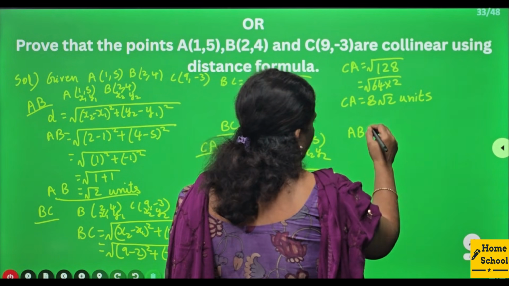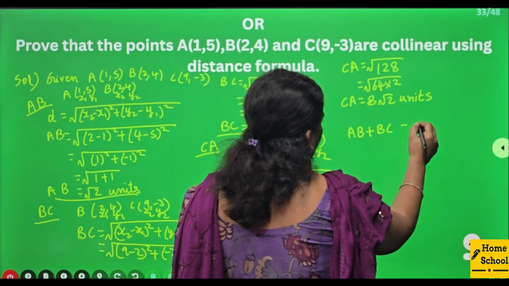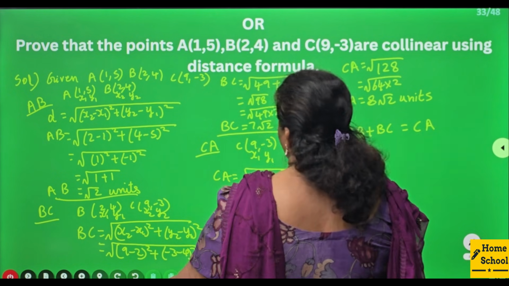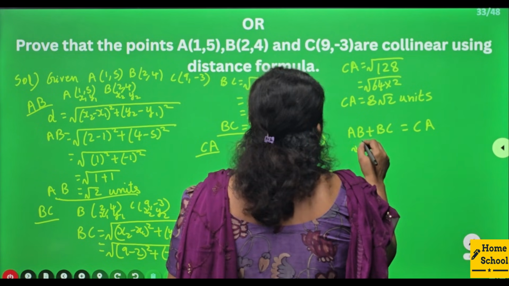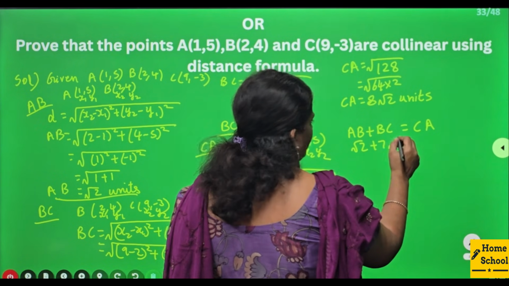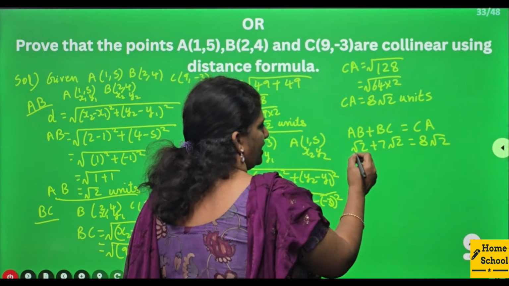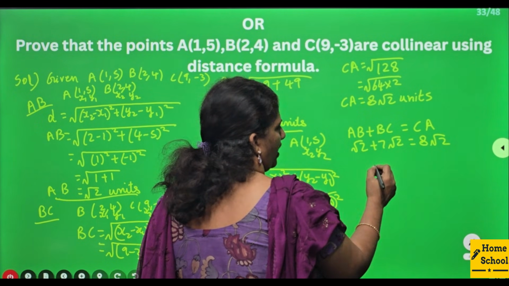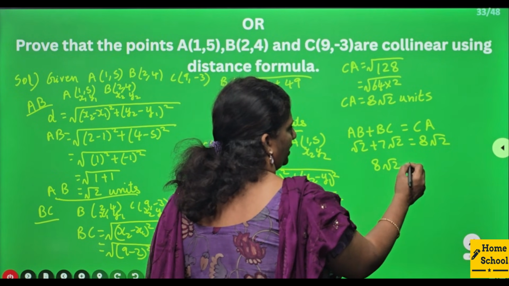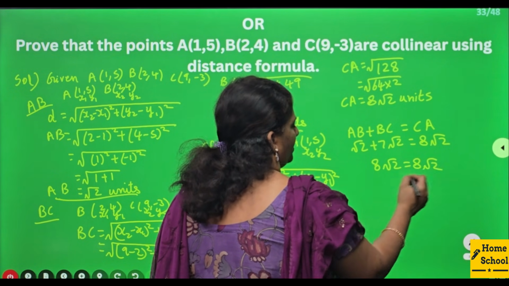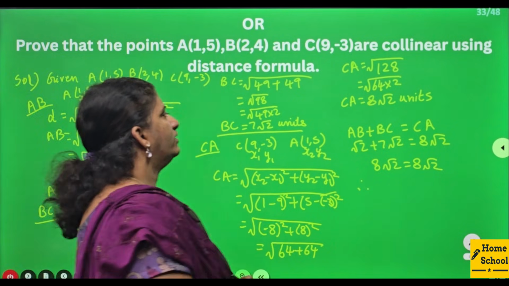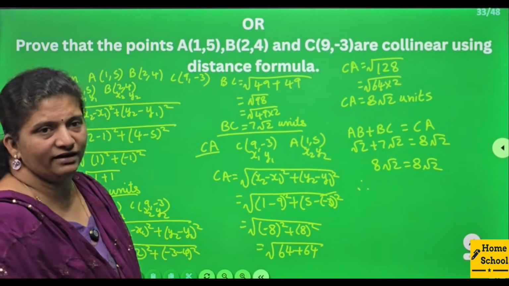AB plus BC is equal to CA. AB value is root 2. BC value is 7 root 2. CA is 8 root 2. See, root 2 plus 7 root 2, if you add, what happens? 8 root 2. 8 root 2 is equal to 8 root 2. Therefore, the points are collinear.